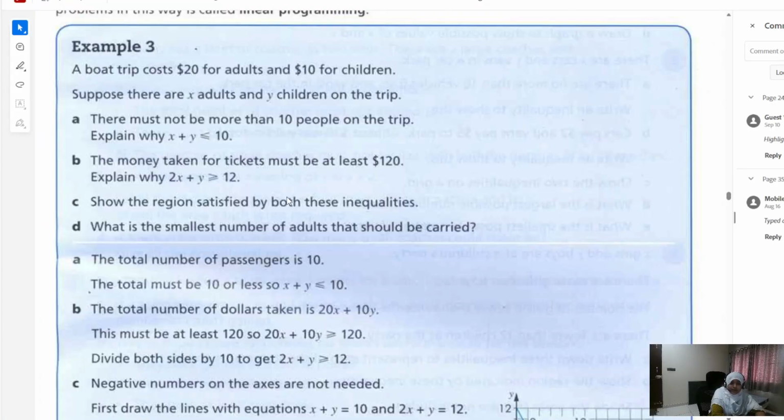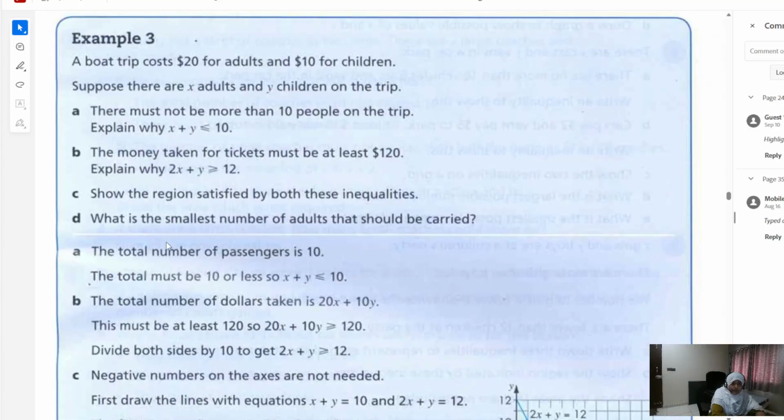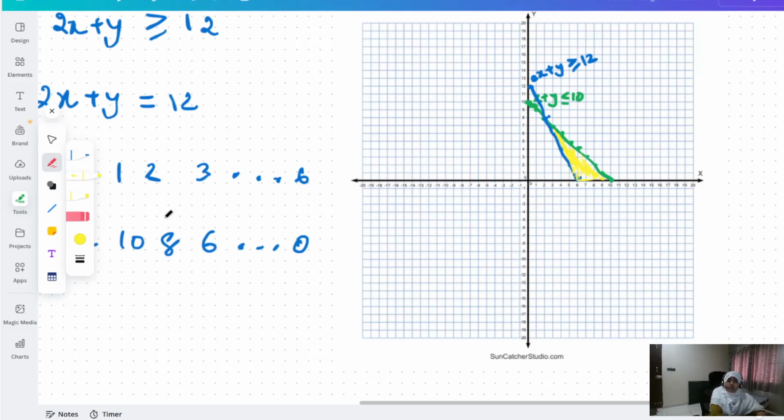All right. So the next part of the question is, what is the smallest number of adults that should be carried? Now the part that is shared by the two regions, we will check. The x axis represents the x values, that is the number of adults. And the y axis represents the number of children who are traveling. So this part gives the number of children.